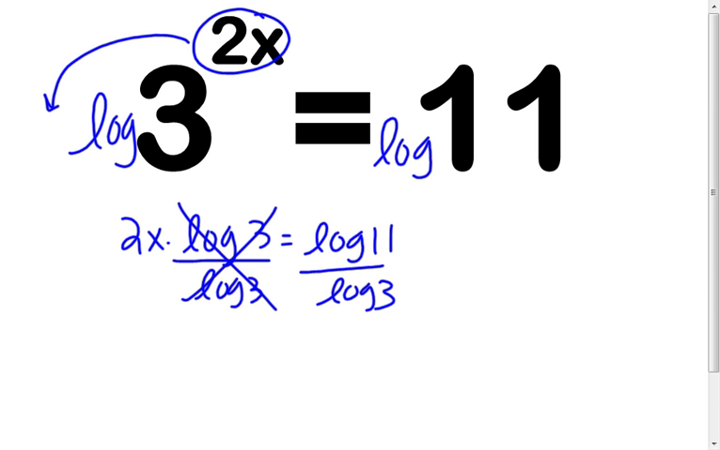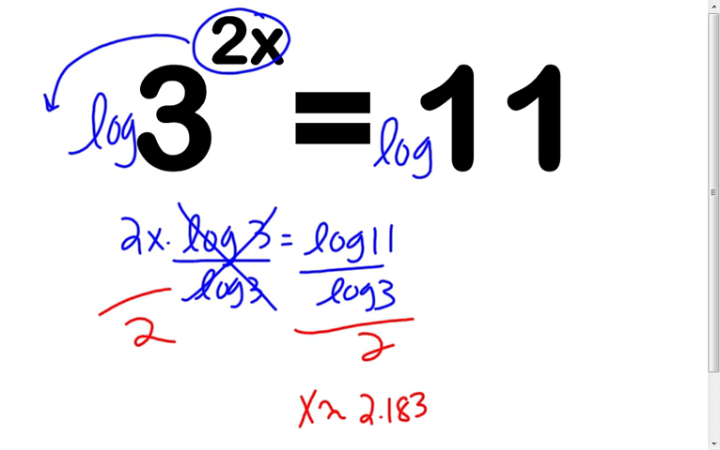And of course, that's what 2x equals. And then I have to divide all of that by 2. Okay, so I'm going to take log 11 divided by log 3, divide that answer by 2, and x should come out to be 2.183, about. Okay, you're rounding here, so that's what's going to happen.